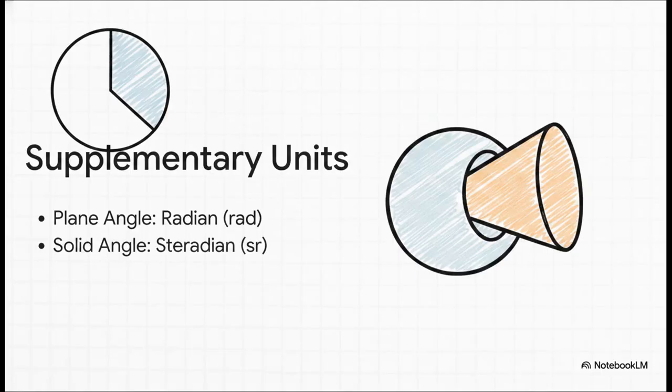Now pay super close attention here because exams love, and I mean love, to test the 2 supplementary units. While those 7 base units cover physical quantities, we actually need these 2 to measure geometry and space. The plane angle is measured in radians. That's the standard 2D angle you're probably used to from trig. But when we expand out into 3-dimensional space, we get the solid angle, which is measured in steradians. Jot that down for sure. It's an easy point on the RRB exam that so many candidates just completely overlook.